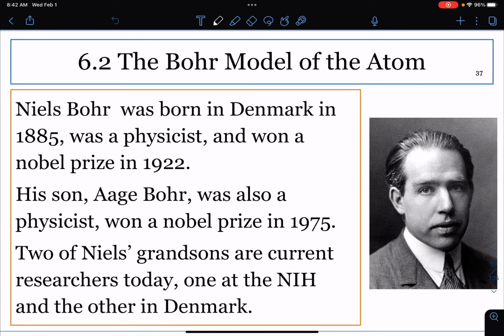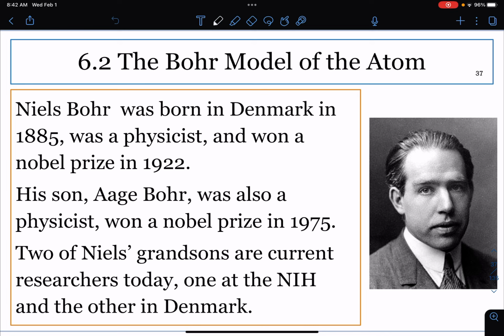In this video, we will be discussing the Bohr model of the atom. Niels Bohr was born in 1885 in Denmark. He was a physicist and won a Nobel Prize in 1922. His greatest accomplishment was this Bohr model of the atom.